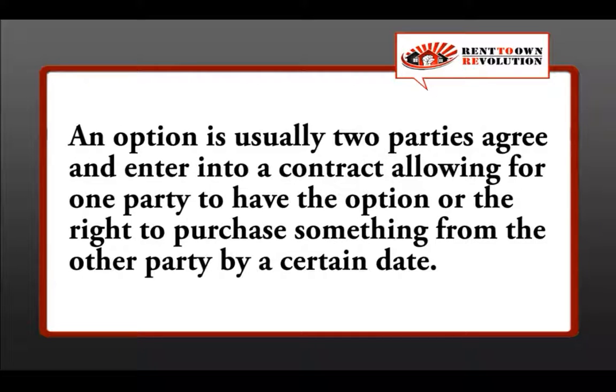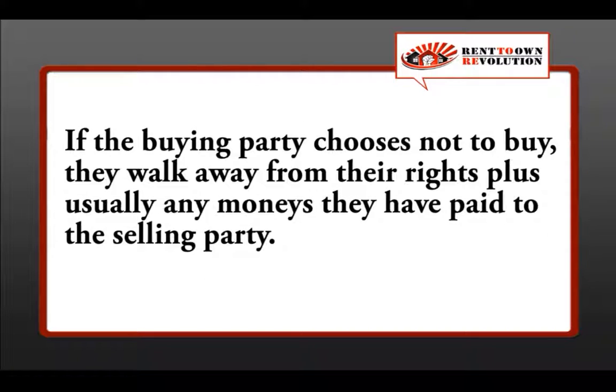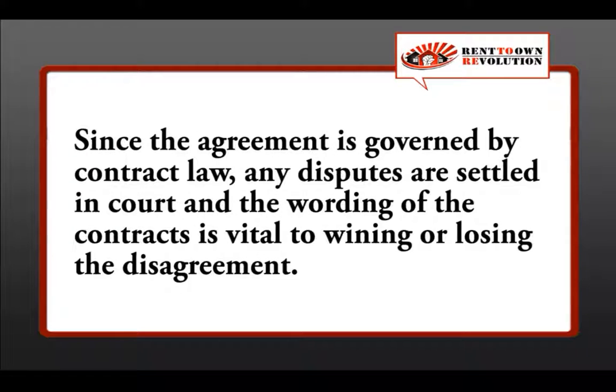An option is usually two parties agree and enter into a contract, allowing for one party to have the option or the right to purchase something from the other party by a certain date. If the buying party chooses not to buy, they walk away from their rights, plus usually any monies they've already paid to the selling party. Since the agreement is governed by contract law, any disputes are settled in court, and the wording of the contracts is vital to winning or losing the disagreement.